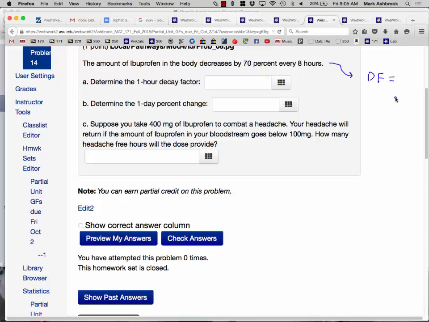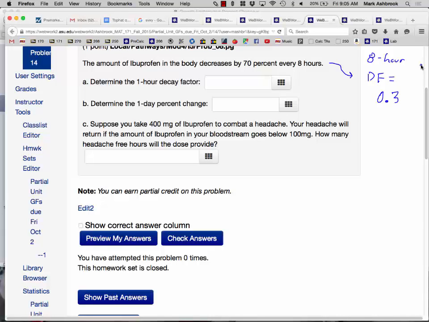Decay factors, you don't look at the decay factor and say that's the amount that you're losing. It's the amount that you're keeping. So if your percent change is negative 70, then you're keeping 30%, and that's your decay factor, the portion that you keep. Because when you multiply by 0.3, you're saying what is 30% of that? That's how much you're keeping, losing 70%. Okay, so this is the 8-hour decay factor.